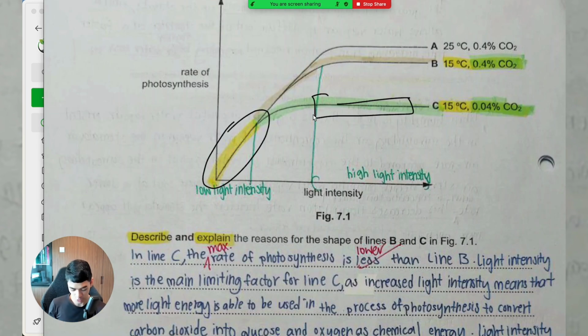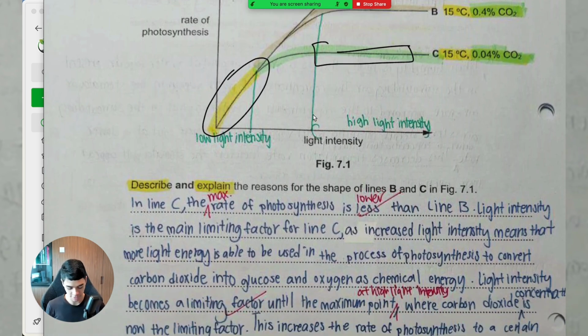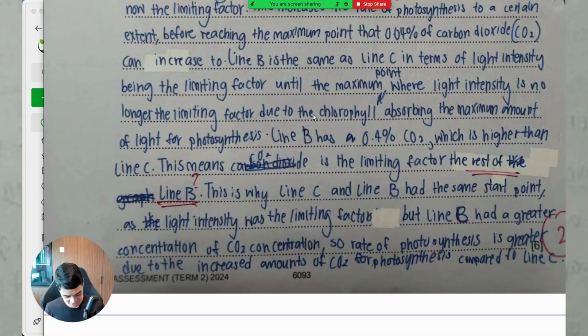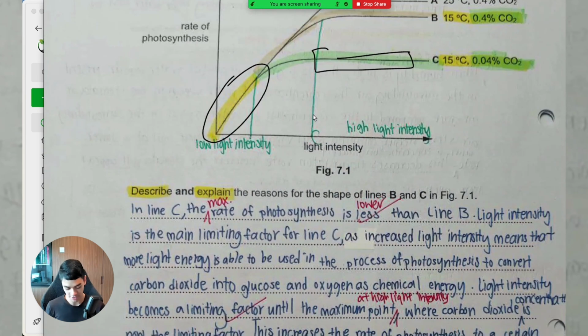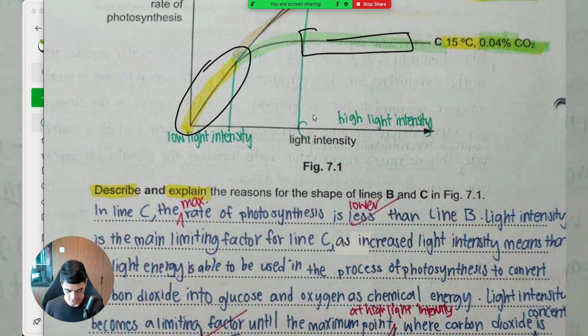So they ask us to describe and explain the reasons for the shape of lines B and C. Now this is a bit of a loaded question and it's 6 marks as you can see. So yeah, it makes sense. That's quite a loaded question. Why do I say that? Because we have to do several things here, right? First, for both B and C, we need to describe the shape. And the shape has two parts, right? The increase part and the plateau part.